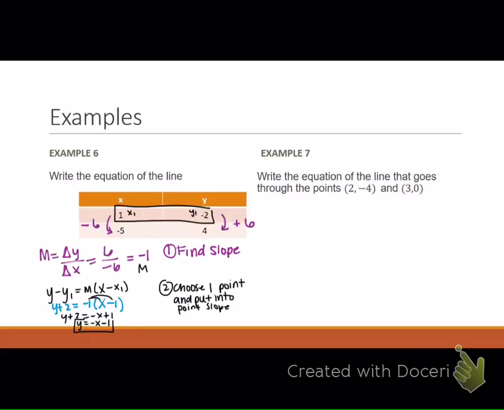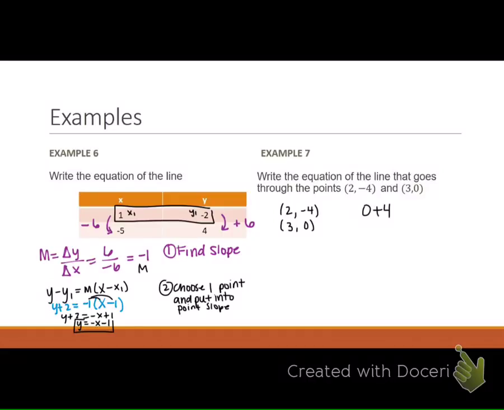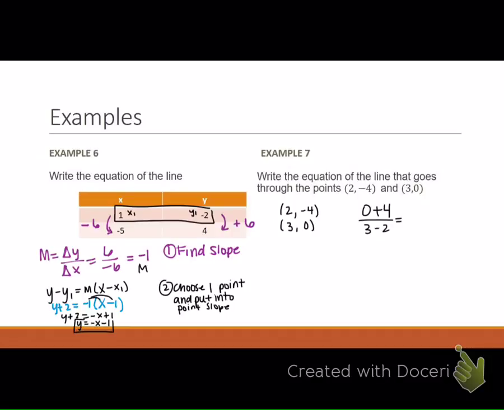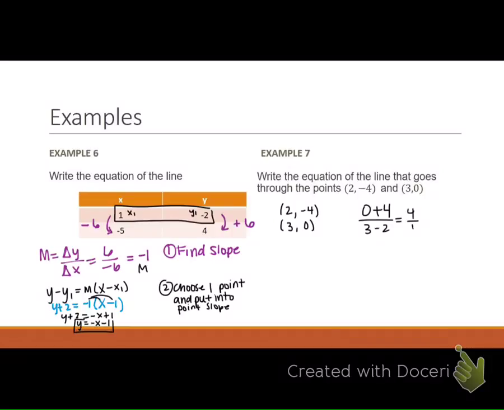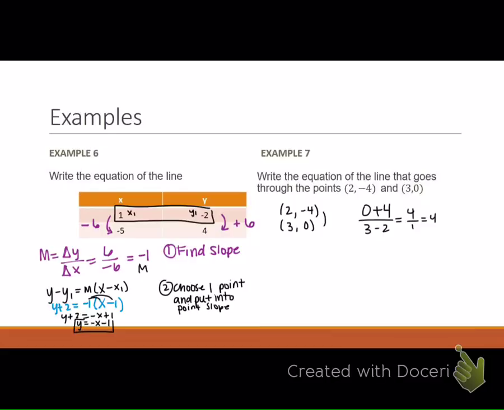Okay, write an equation of the line that goes through the points (2, -4) and (3, 0). Are either of those a y-intercept? Nope. No, that is an x-intercept. Be careful. Do we have the slope? Nope. Can we find the slope? Yeah. You guys like to stack them, don't you? I do not. I love it. Or you can do this: 0 plus 4 over 3 minus 2. Either way, you get the same answer.